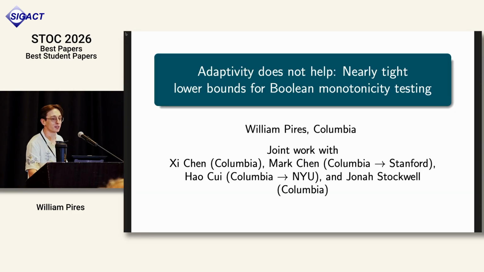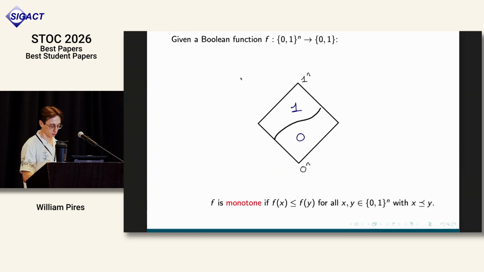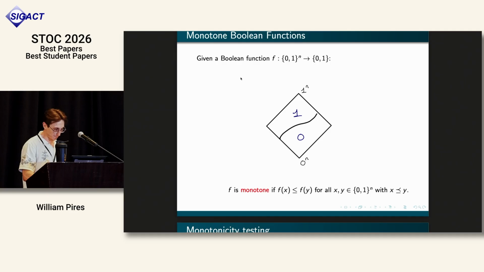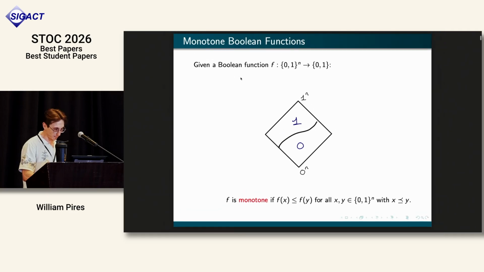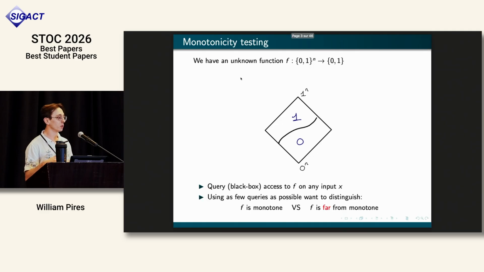Great, so in this talk, we're going to be interested in Boolean functions over the hypercube. A function f is monotone if whenever you take 2 points, x and y, and x is below y in the ordering of the hypercube, you have that f of x is smaller than f of y. And that just means that if f of x is equal to 1, then you need f of y equal 1.